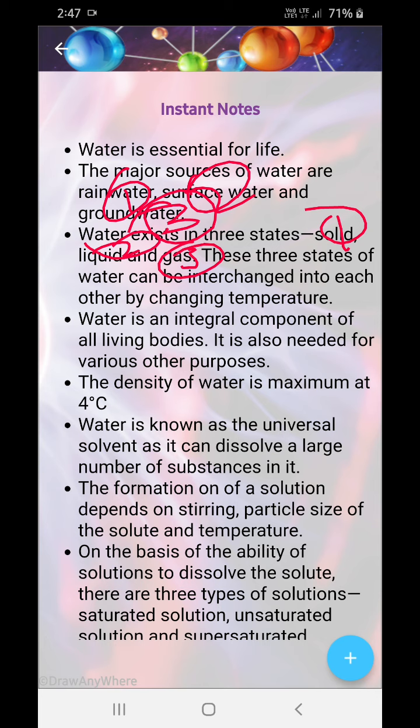Now, water, in what form? In solid, you have ice. In liquid, you have water, and in gas, you have water vapor. These three states can be interchanged by changing the temperature, cooling or heating. I have already told you.